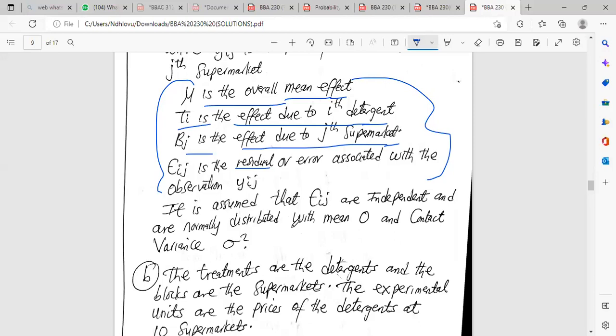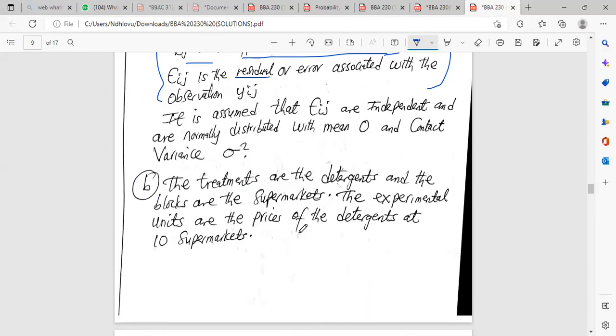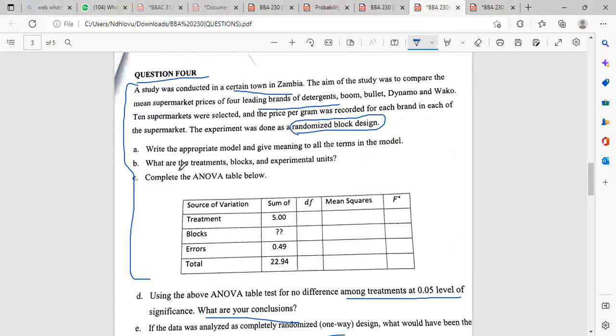Okay. So we are now getting down to the second part of the problem, where we're saying the treatments are the detergents, because the question was saying determine which ones are the treatments and which are the blocks. And so the first question has been answered. We'll go to B quickly, which asks which ones are the blocks and which are the treatments.